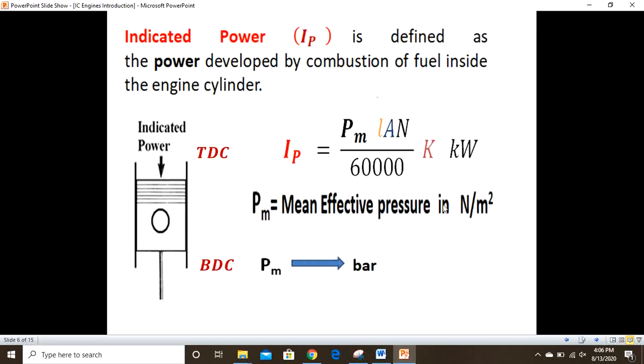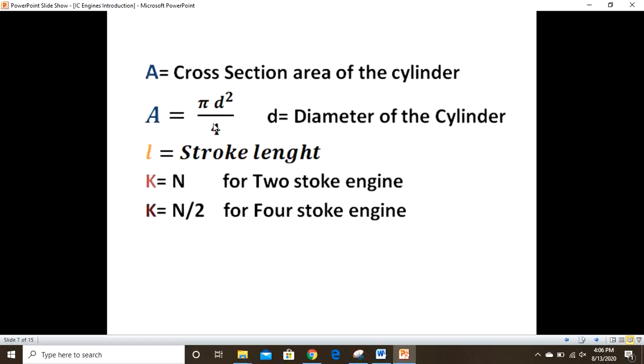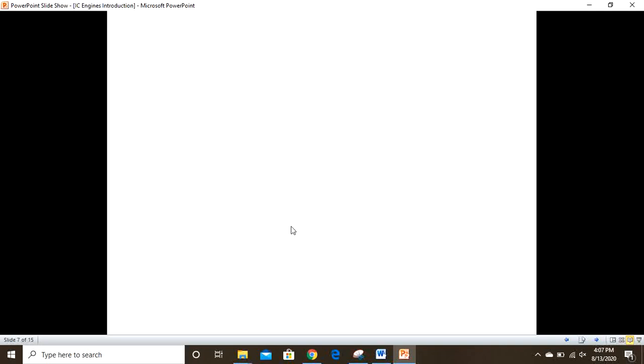Mean effective pressure will be measured in Newton per meter square. In the examination they will give it in bar also. 1 bar is equal to 10 to the power 5 Newton per meter square. Next, you can come across the other terms. A is the cross-section area of the cylinder, pi d square divided by 4, where d is the diameter of the cylinder. L is the length of the stroke, and K is equal to N for the 2-stroke engine, and K is equal to N by 2 for the 4-stroke engine.